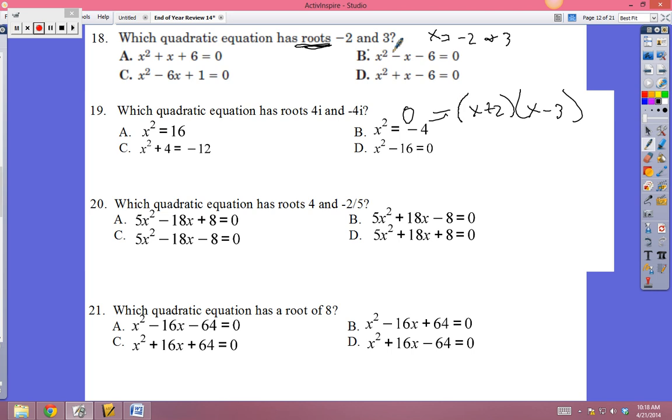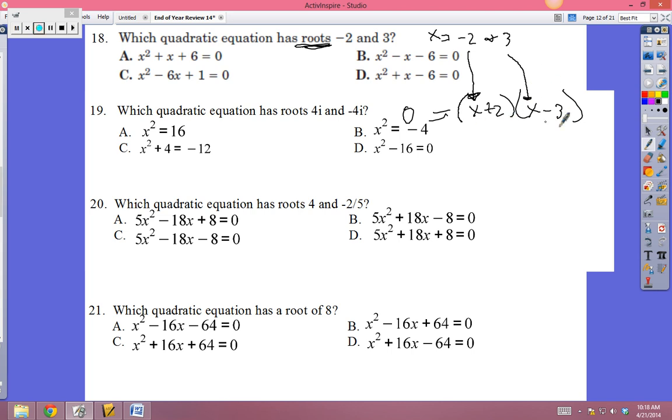So if they give you the roots, we got to work backwards, and if you plug this in, it's got to give you a 0. So if you plug in a -2, you must add 2, because that gives you a 0. And if you plug in 3, you got to take away 3, and that gives you 0.